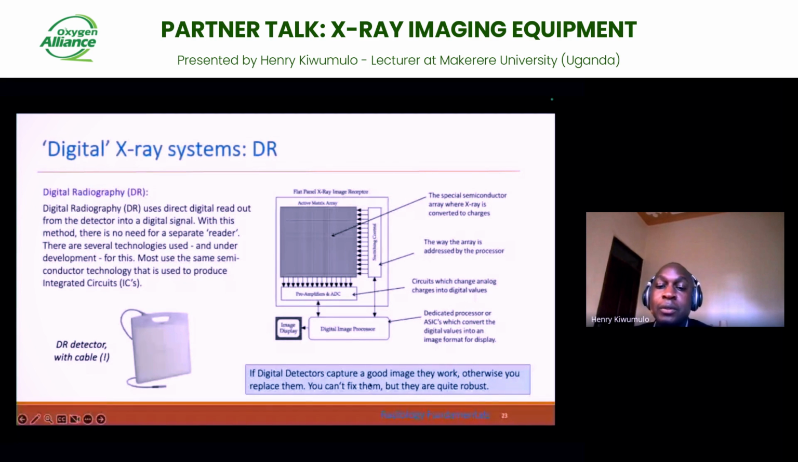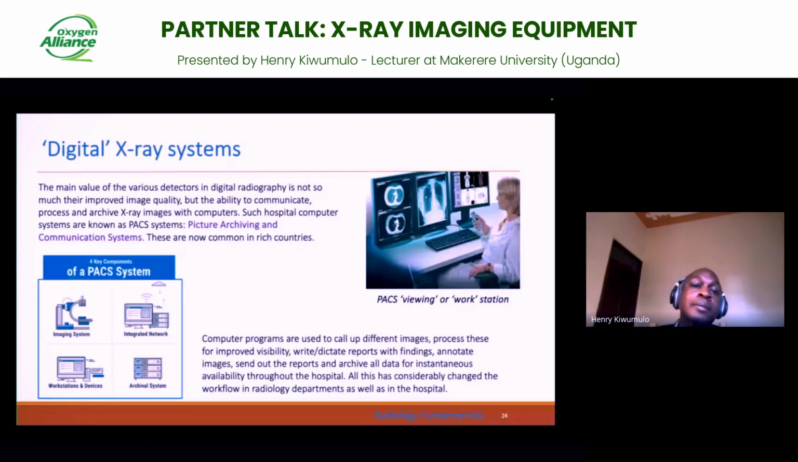If these digital detectors capture a good image, then they work. Otherwise, you may also need to replace them. Unfortunately, maybe things have changed. They can be repaired, but it has been quite tricky to fix them because of the intricate electronics that are involved in these systems.